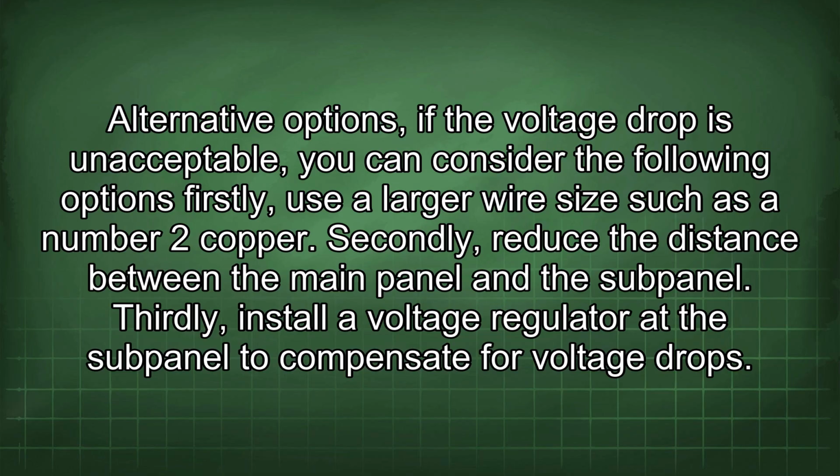Alternative options. If the voltage drop is unacceptable, you can consider the following options. Firstly, use a larger wire size such as the number 2 copper. Secondly, reduce the distance between the main panel and the subpanel. Thirdly, install a voltage regulator at the subpanel to compensate for voltage drops.